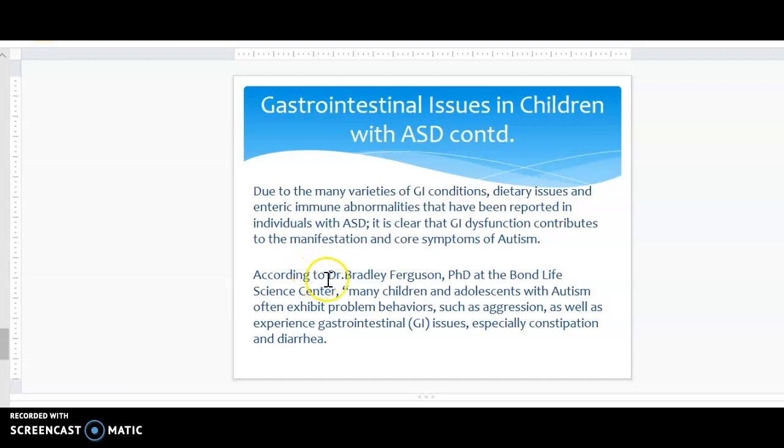According to Dr. Bradley Ferguson, PhD at the Bond Life Science Center, many children and adolescents with autism often exhibit problem behaviors such as aggression, as well as experience gastrointestinal issues, especially constipation and diarrhea.